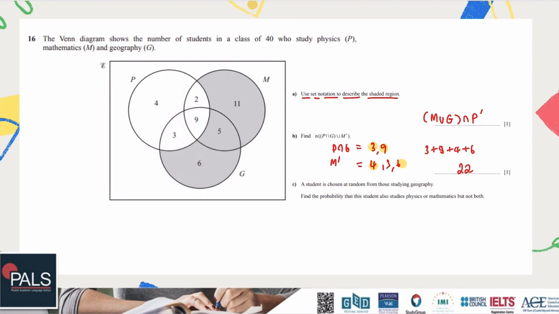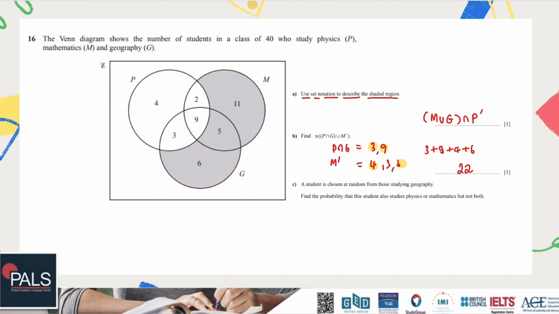Okay, if you want to change P intersect G here, and union with not M. This one is outside, it's not M. This is not M. So what it means? This plus this and plus this. So it will be 22.